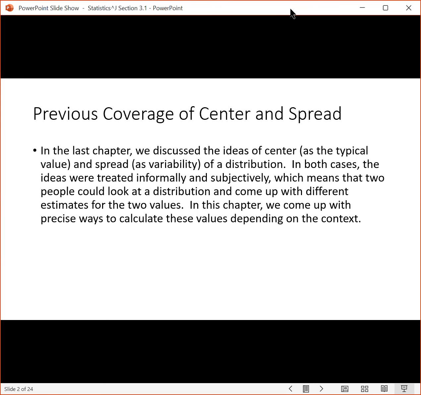In the last chapter, we discussed the ideas of center as the typical value and spread as variability of a distribution. In both cases, the ideas were treated informally and subjectively, which means that two people could look at a distribution and come up with different estimates for the two values. In this chapter, we come up with precise ways to calculate these values depending on the context.